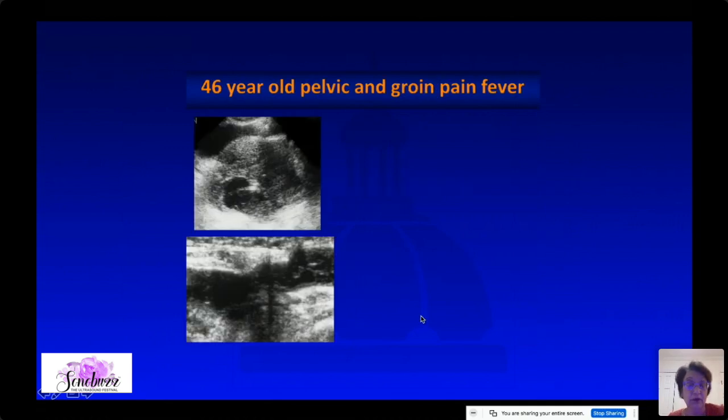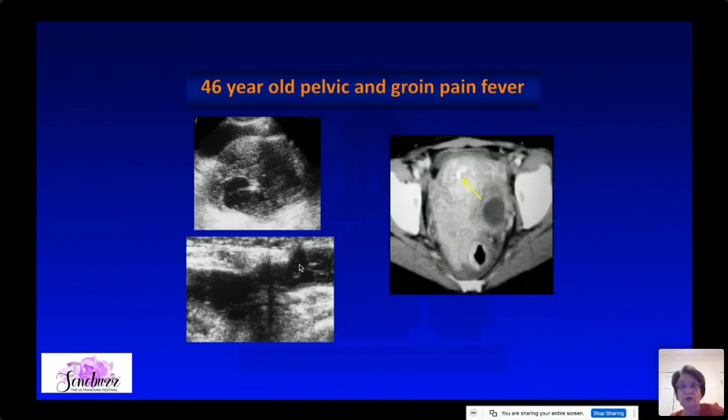Okay, so another case now. This is a 46-year-old woman with pelvic pain, groin pain, and fever. I'm sorry, this is a very old case, but at least in the US, it's not a common finding, so that's the only case I could find. On the transabdominal ultrasound, you can see here the uterus, and you can see a vague adnexal mass. And she had groin pain, remember? So we looked in the inguinal region, and she had this kind of ill-defined fluid collection. So we weren't exactly sure what was going on.